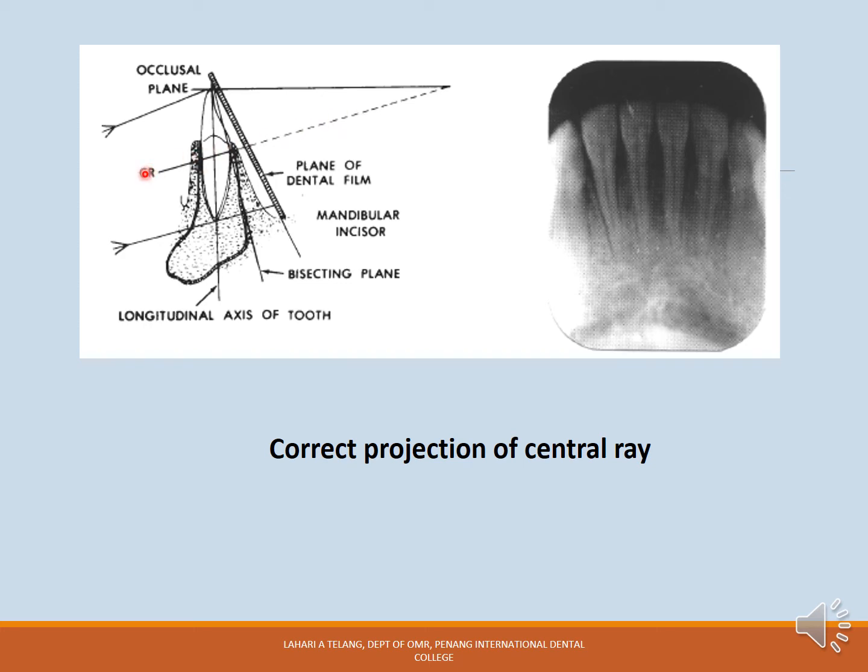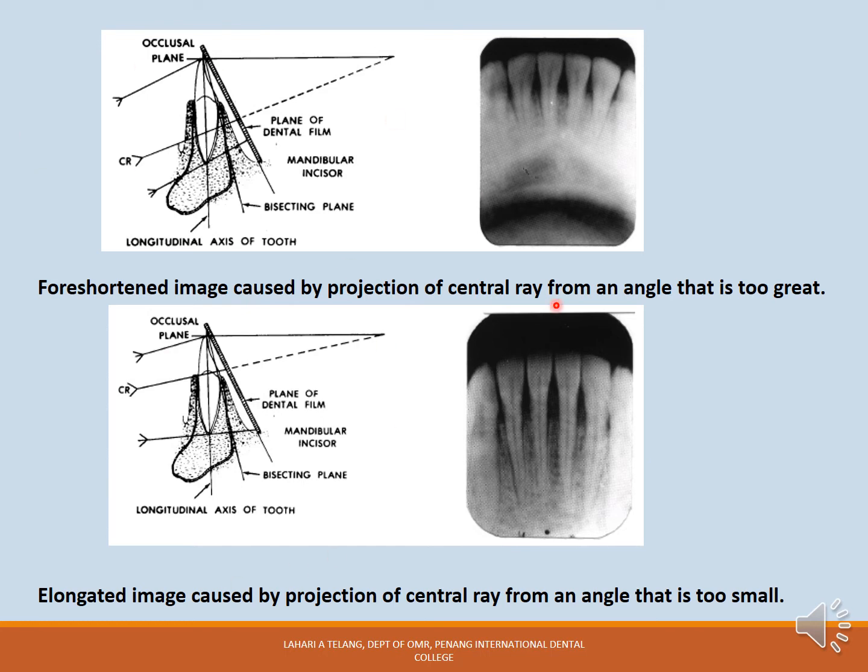long axis of the tooth, it's important to understand that in a bisecting angle technique, when all of these parameters are in the exact position, only then you would get an image which is of the same size as the natural tooth. Should there be any errors, foreshortening is caused by projection of the central ray from an angle that is too great, and elongation is caused by projection of a central ray from an angle that is too small. For example, for a mandibular lower central incisor, let's say you're using minus 15 as the exact angulation to get a correct size of the image, and you end up using minus 25, which is an angle greater than what is supposed to be used, you end up with foreshortening.